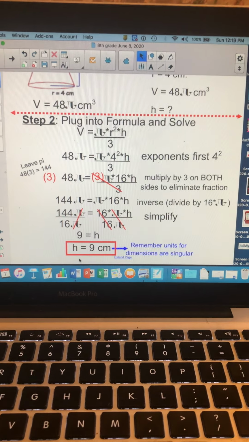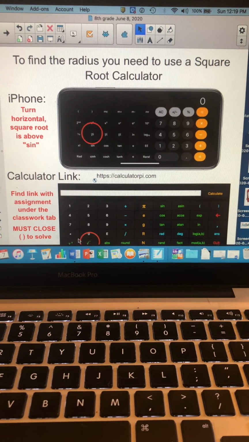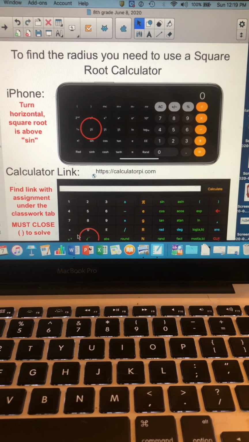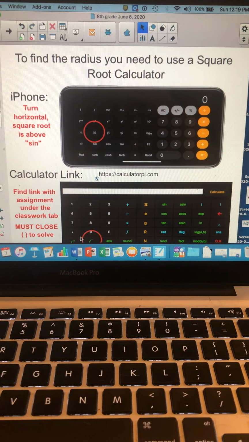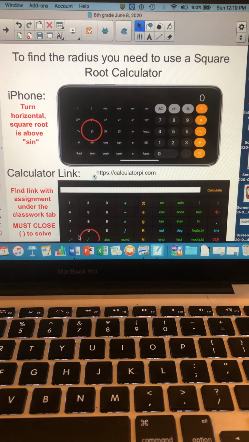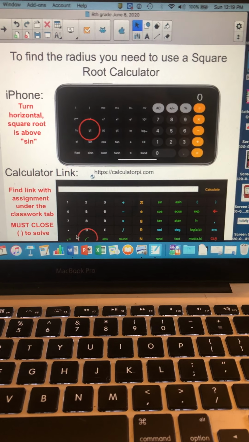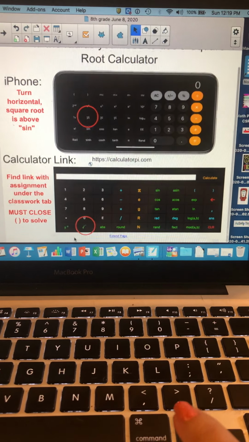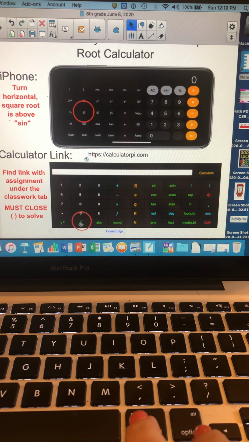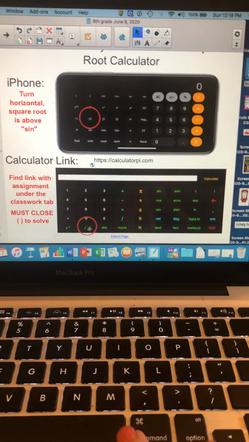Okay? All right, so to find the radius, you're going to need a square root calculator. So if you're using your iPhone, you're going to turn it horizontal and the square root is above sine, S-I-N. If you do not have an iPhone or a calculator that has a square root key, then you can use the calculator link that has been provided to you, and it's located right here at the bottom next to ABS, which is absolute value. Okay?